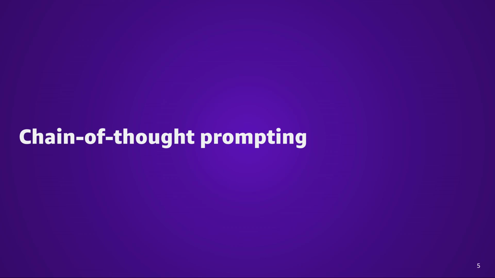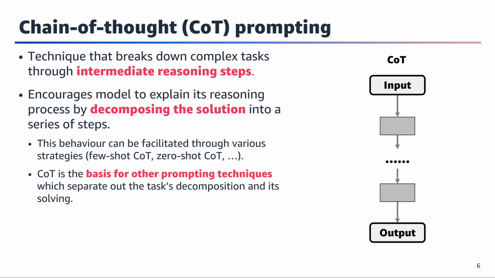In this section, we will discuss chain-of-thought prompting. This technique involves guiding language models to break down complex problems into a series of smaller, more manageable steps. Chain-of-thought prompting is a technique that breaks down complex tasks through intermediate reasoning steps. It encourages the language model to explain its reasoning process by decomposing the solution into a series of steps. This behavior can be facilitated through various strategies like few-shot chain of thought or zero-shot chain of thought.